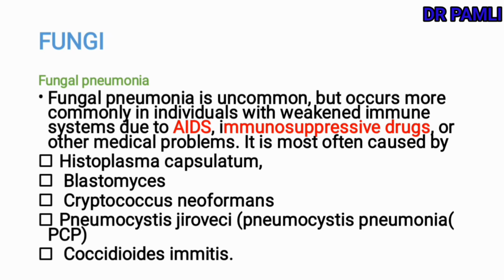Fungal pneumonia is uncommon but occurs more commonly in individuals with a weakened immune system due to HIV/AIDS, immunosuppressive drugs, or other medical problems. Maybe it can be due to hypertension, maybe due to heart diseases, even chronic diseases like sickle cell can play an important role here. It is most often caused by Histoplasma capsulatum, Blastomyces, Cryptococcus neoformans, and this is also the number one cause of one type of meningitis. We call it cryptococcal meningitis.